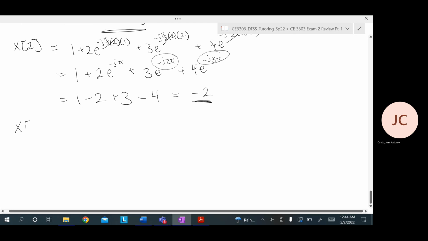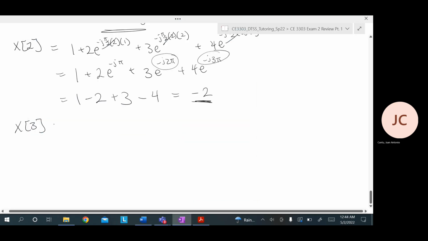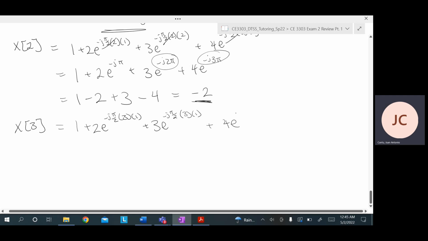Now finally, let's do x of 3. Oops. X of 3 will get us 1 plus 2 e to the minus j pi halves, k is 3, n is 1. Plus 3 e to the minus j pi halves, k is 3, n is 2. Lastly, plus 4 e to the minus j pi halves, k is 3, and n is 3 over here. So now we get 1 plus 2e to the minus j 3 pi over 2 plus 3e to the minus j, these 2's cancel out, so 3 pi, plus 4e to the minus j 9 pi over 2.